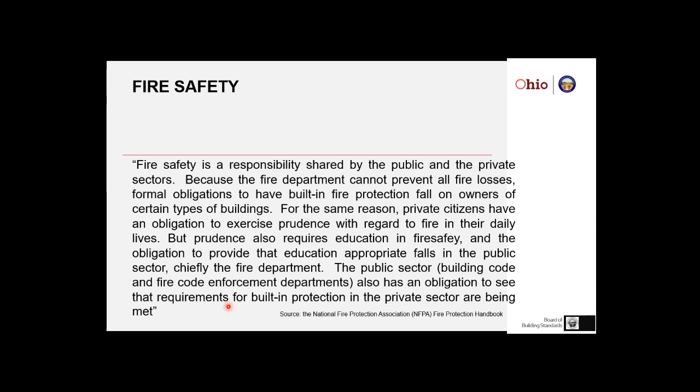It kind of puts it all together, right? This is a team effort and we all have to work together. Also keeping in mind that these codes are minimum codes and that a particular owner may realize that they need to beef up and offset some of the risks that are present in their building. They can't always rely just on the minimum building codes.